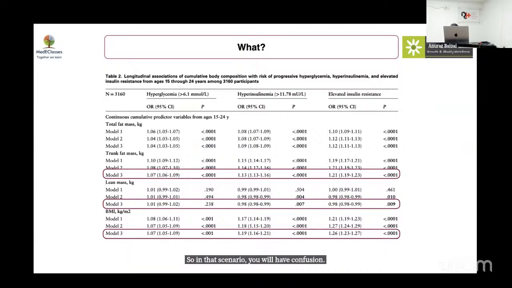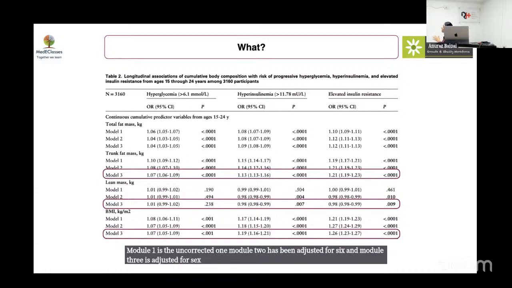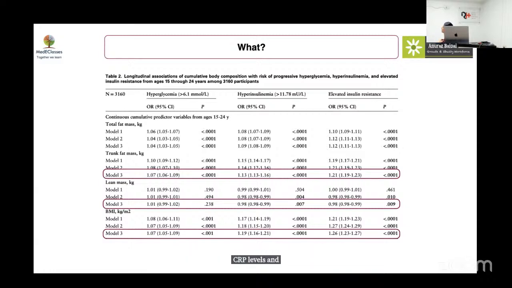That's the reason. So this is again the cumulative body composition, and model 1 is the uncorrected one. Model 2 has been adjusted for sex and model 3 is adjusted for sex and all other parameters: physical activity, your lipid levels, CRP levels and all that. So what it tells you is, again, that total body fat has an odds ratio of 1.04 with risk of hyperglycemia through ages 15 to 24, hyperinsulinemia as well as insulin resistance.